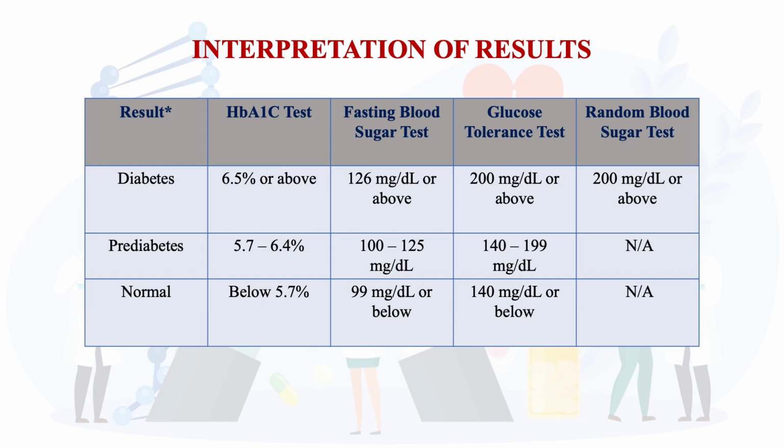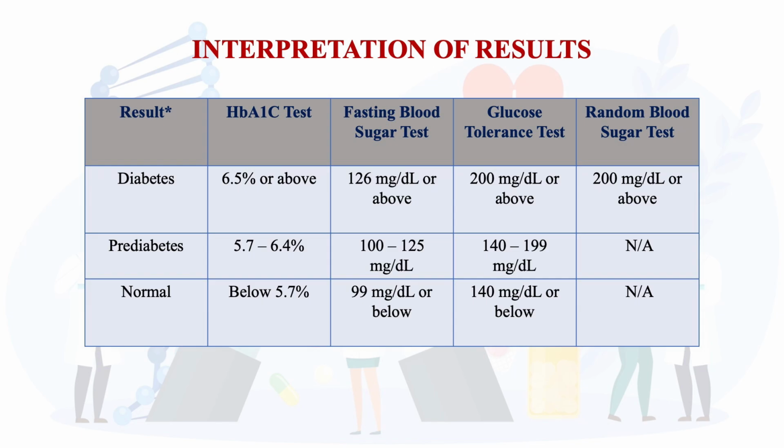In pre-diabetes stage, HbA1c value will be between 5.7 to 6.4%. The fasting blood glucose level will be between 100 to 125 mg per deciliter. The glucose tolerance test value will be showing a value of 140 to 199 mg per deciliter.